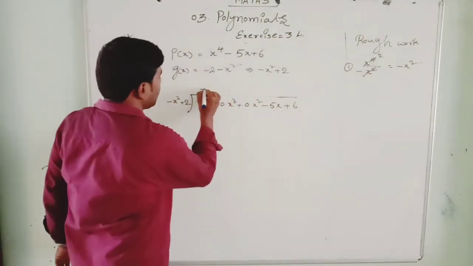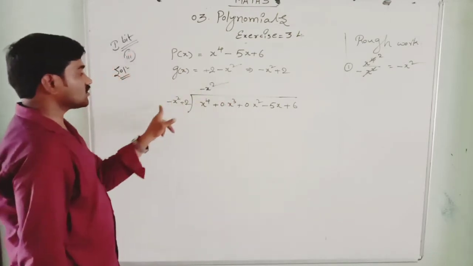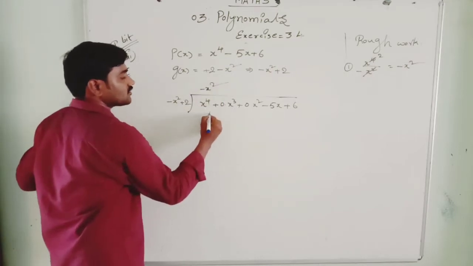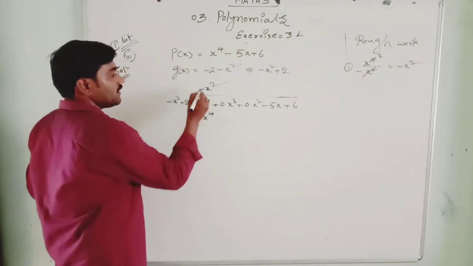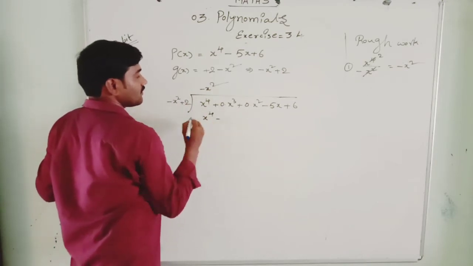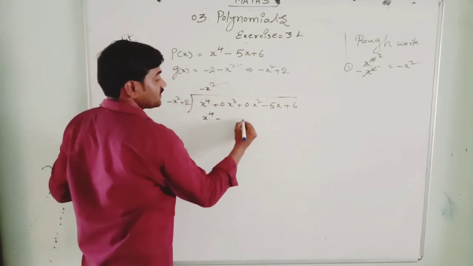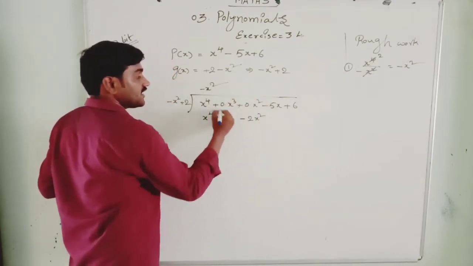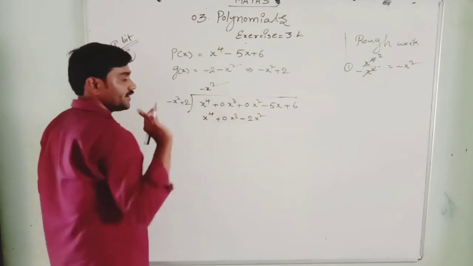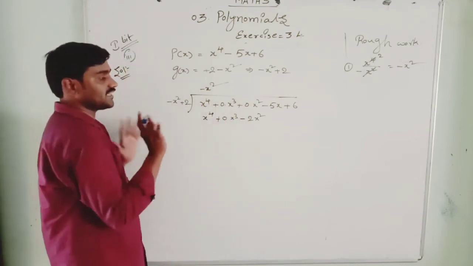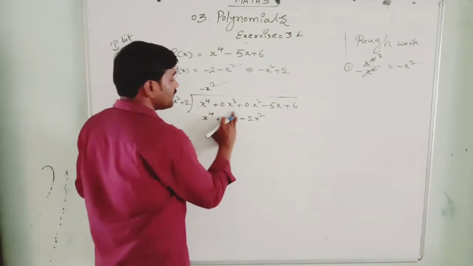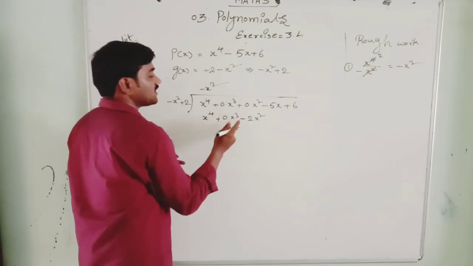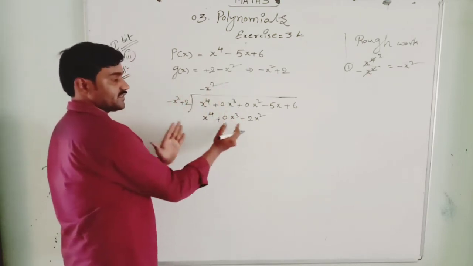This minus x square we write here. With this minus x square we multiply both terms. Minus into minus is plus, x square into x square is x to the power of 4. Now minus into plus 2 is minus 2x square. Here we get minus 2x square because x square terms are here. Here the x cube terms we put as 0 into x cube, because there are no x cube terms that we got while multiplying this.